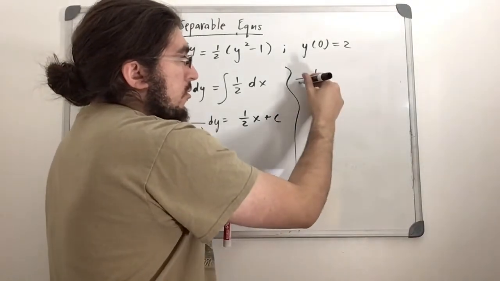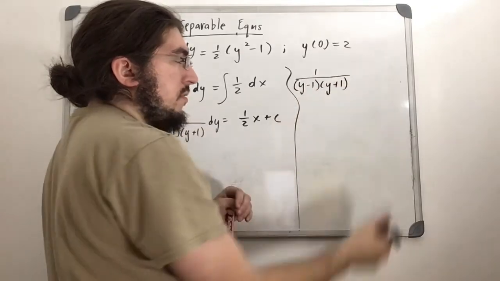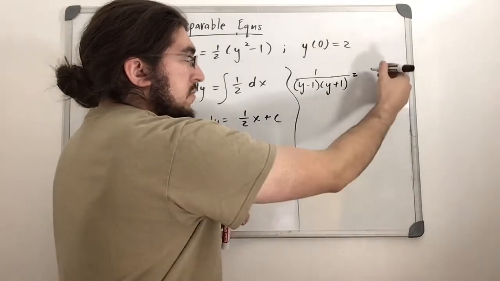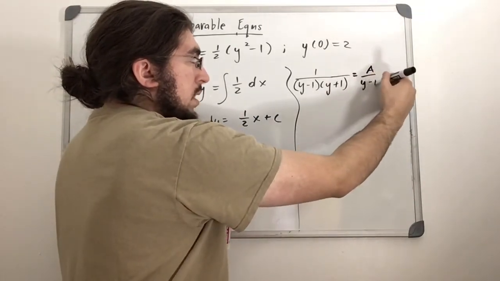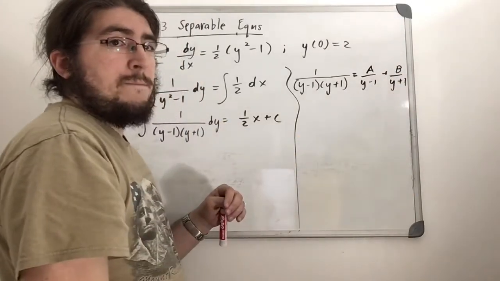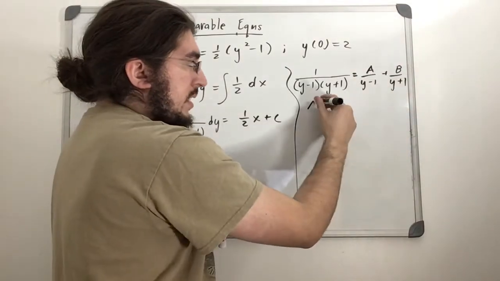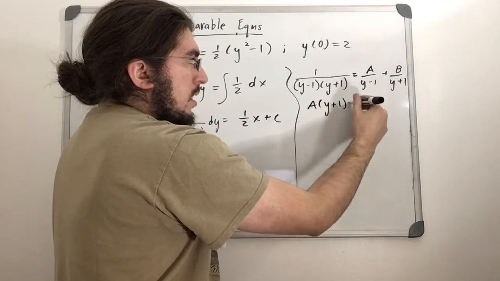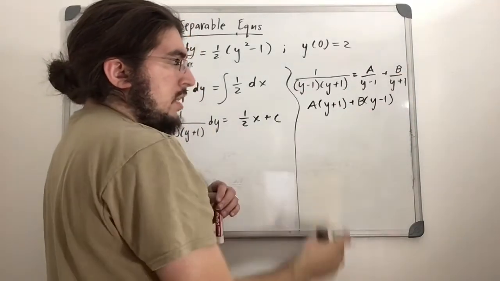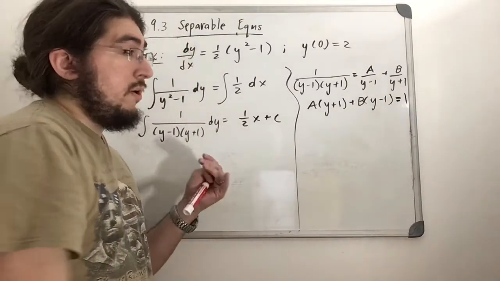So I'm going to write 1 over y minus 1 times y plus 1. This is just the first case of partial fractions. So it's going to be a over y minus 1 plus b over y plus 1. Okay? And, well, we can combine this into one fraction as a times y plus 1 plus b times y minus 1. It's going to be all over the same common denominator though, so all that means is it's going to be equal to the same numerator, the original numerator 1.